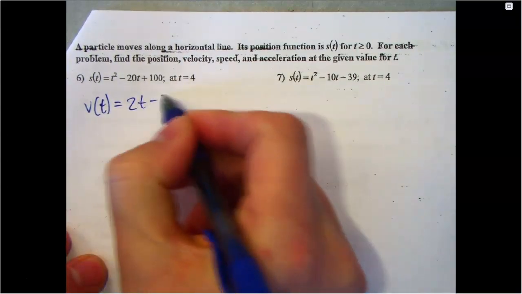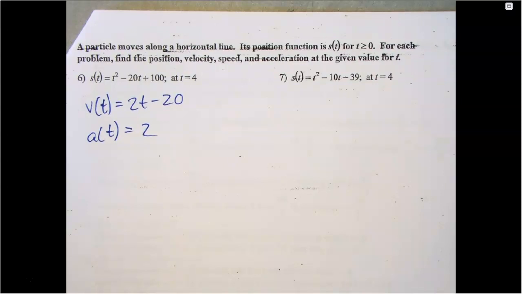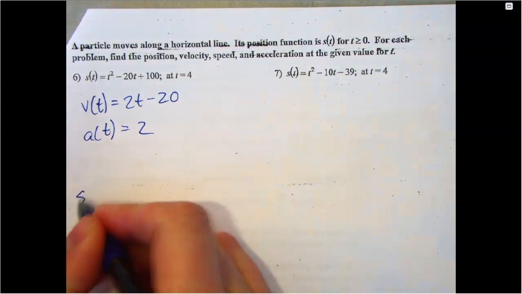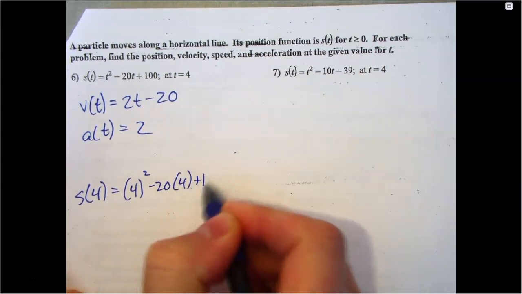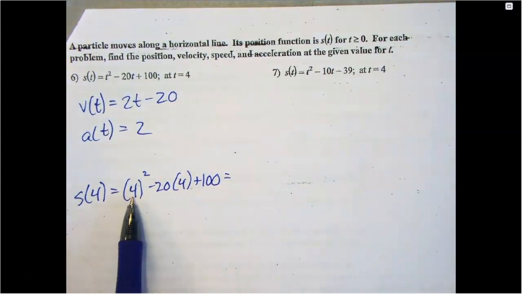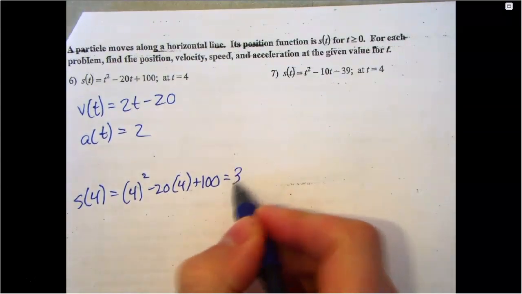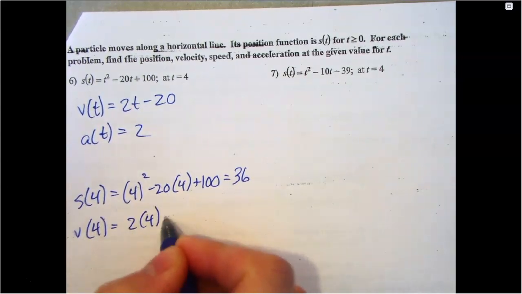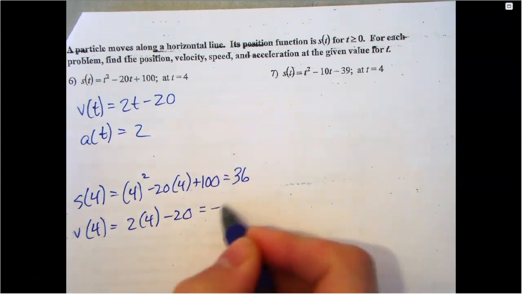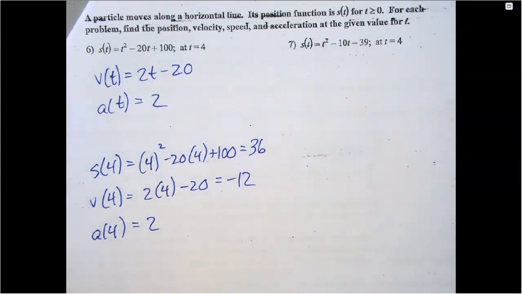So the velocity is 2t minus 20. The acceleration is 2. And then we're supposed to find the position at 4. 4 squared minus 20 times 4 plus 100. So 16 minus 80 is negative 64 plus 100 is 36. The velocity at 4 is 2 times 4 minus 20, so 8 minus 20, so negative 12. The acceleration at 4 is what? It's 2. There's nothing to plug in.